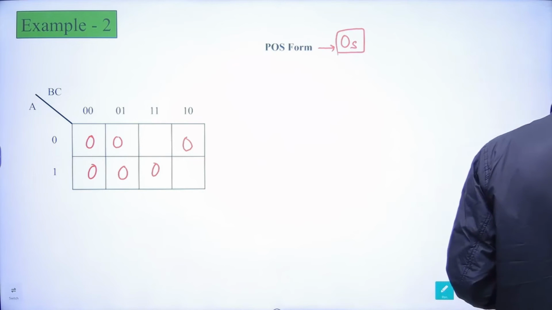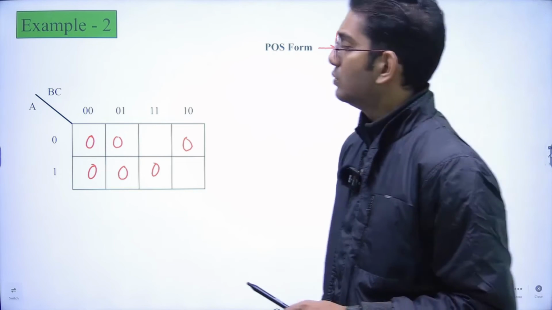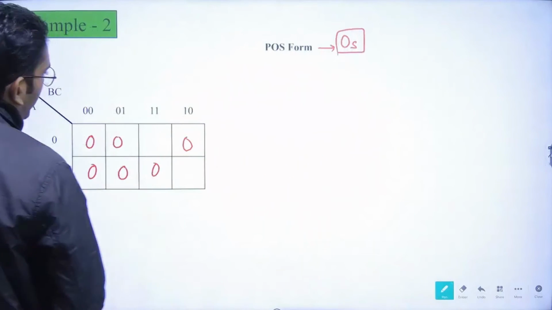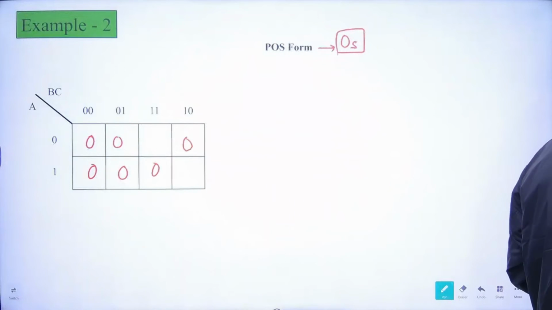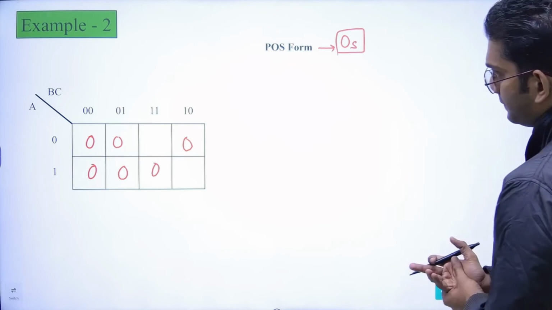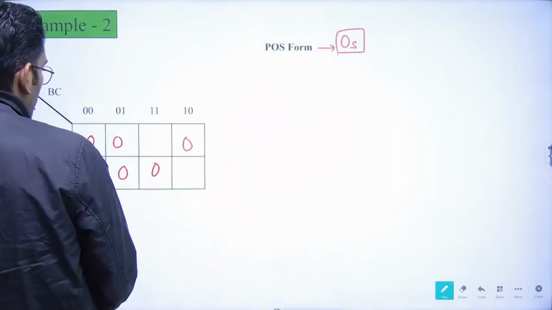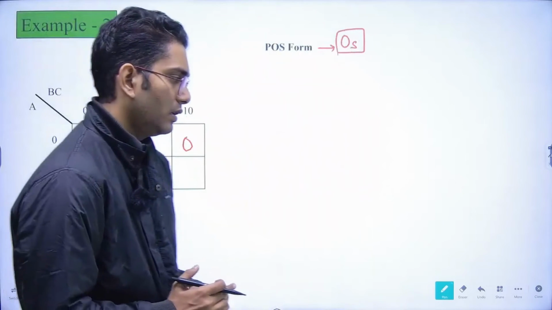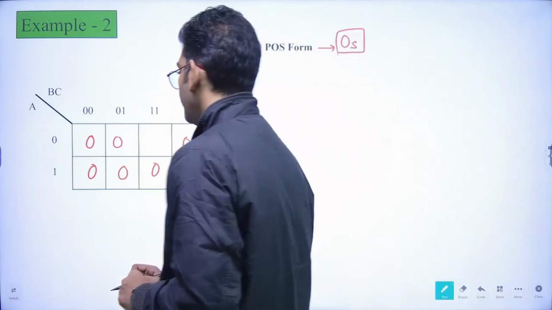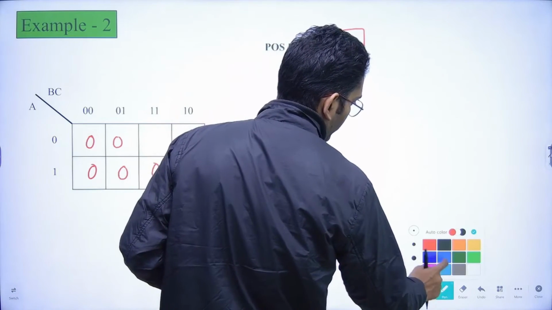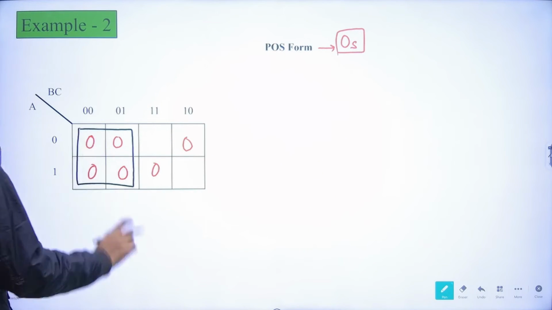Now you can think of how to do the pairing in this case to simplify this particular K-map. You can think, and meanwhile I'm also explaining. If you clearly observe, one quad we can form easily, and that is this one quad.